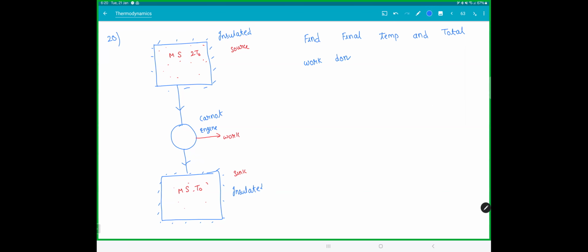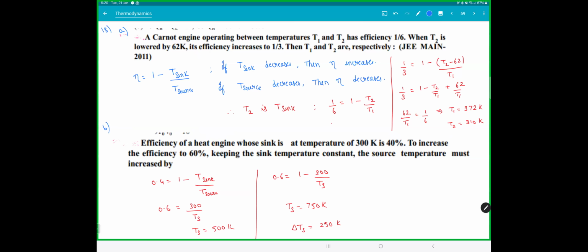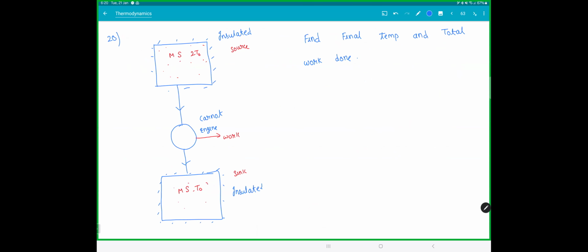So if you operate an engine between a source and a sink, initially the source's temperature was 2 T naught. Insulated meaning there's no heat coming in, heat going out. If you see in the previous question, these temperatures are maintained. When you say sink's temperature is 300, someone is maintaining it. If you continuously remove heat, temperature won't remain constant, it will decrease. So the 2 T naught is decreasing and the sink's temperature T naught is increasing. So efficiency is getting messed up. Then what is the final temperature of the system and what is the total work done?